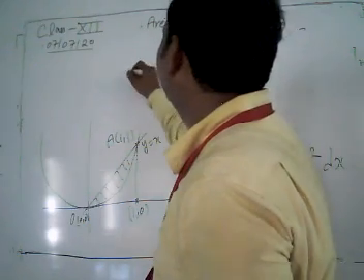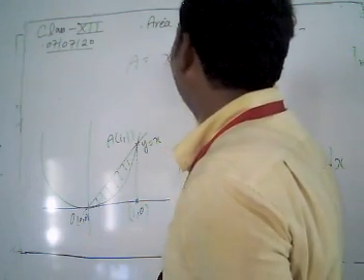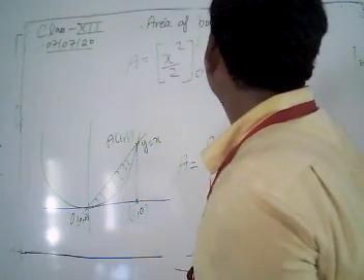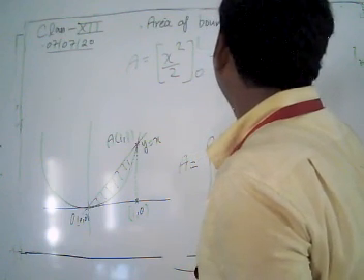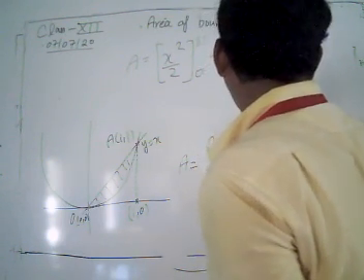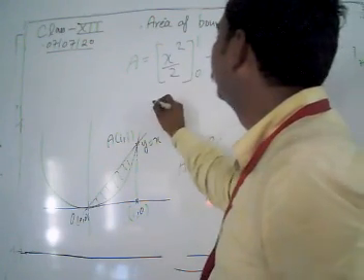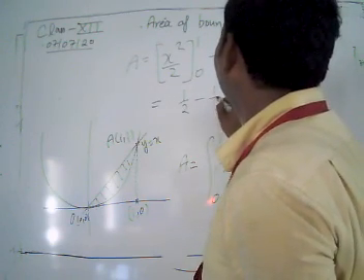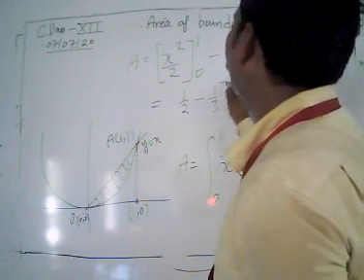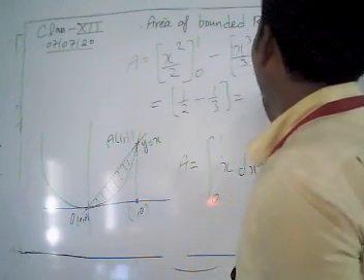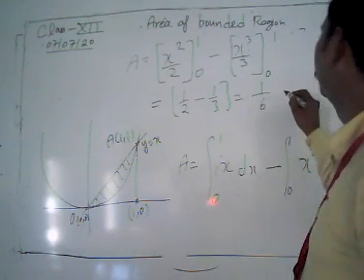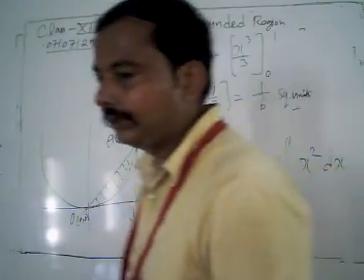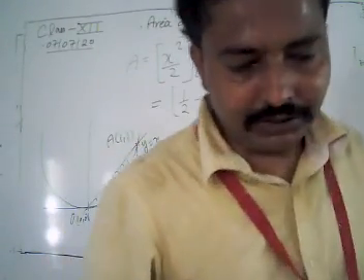What is its integration? The area is given by x square by 2, putting the limits 0 to 1, minus x cube by 3, limits 0 to 1. Then what do we get here? 1 by 2 minus 1 by 3, since the lower limit is 0. Then 3 minus 2 over 6, it's 1 by 6 square units. This is our required answer.